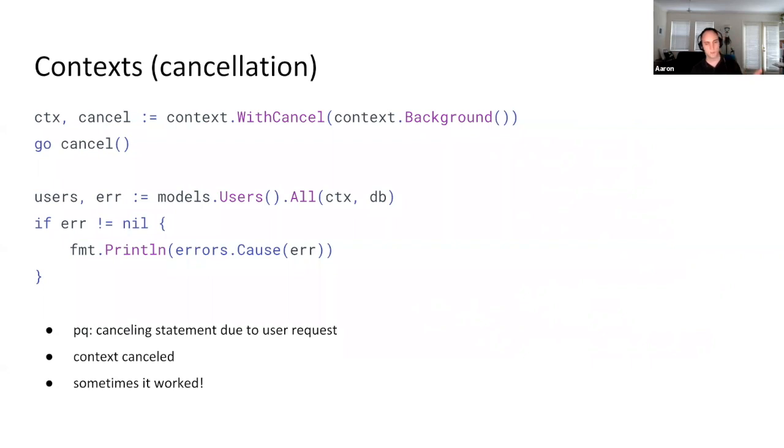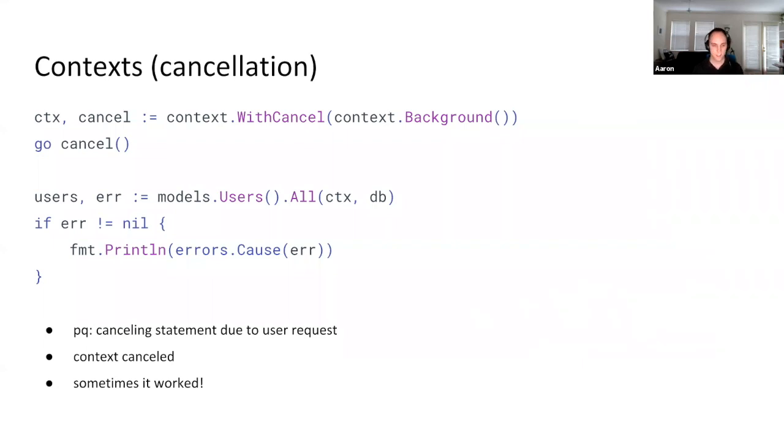So sometimes when I ran this, it would say PQ canceling statement due to user request. In this case, it was all the way down in the database driver talking to Postgres, and it canceled the request, hopefully freed the resources on Postgres' end. MySQL doesn't do that yet. And then it returns an error from the query.